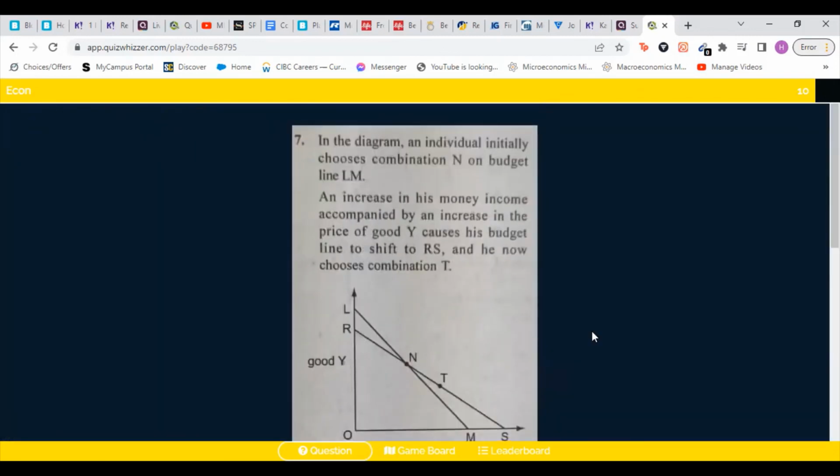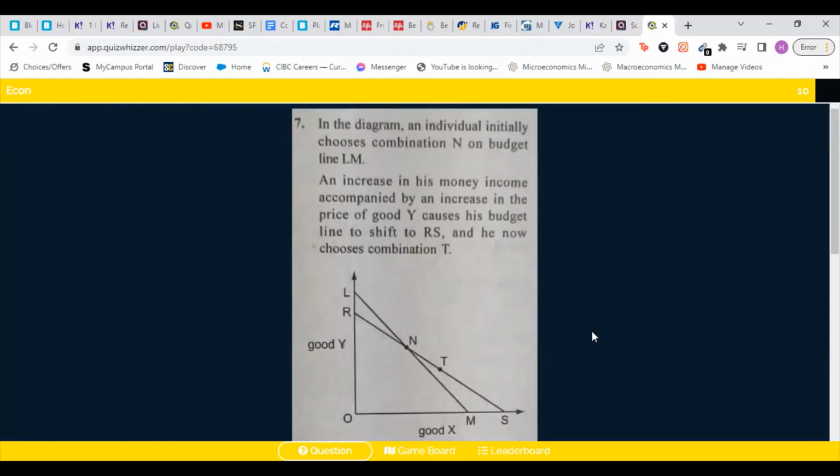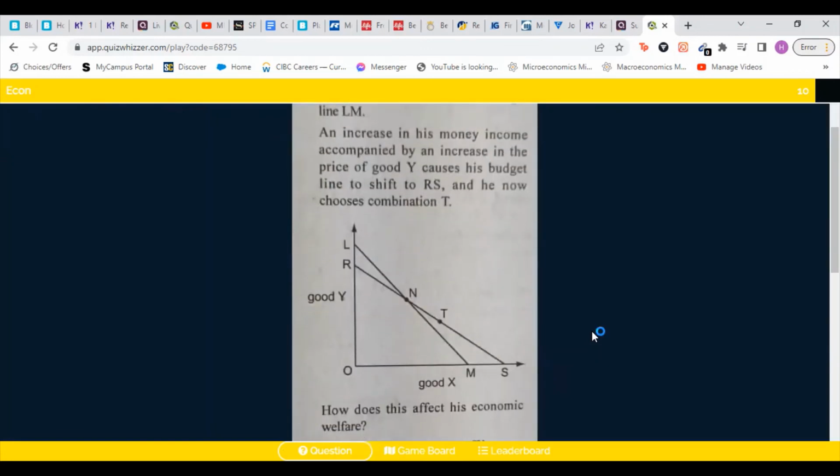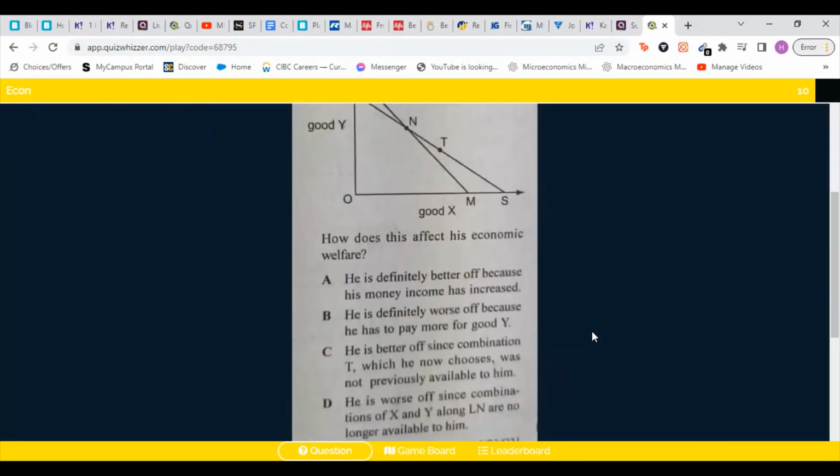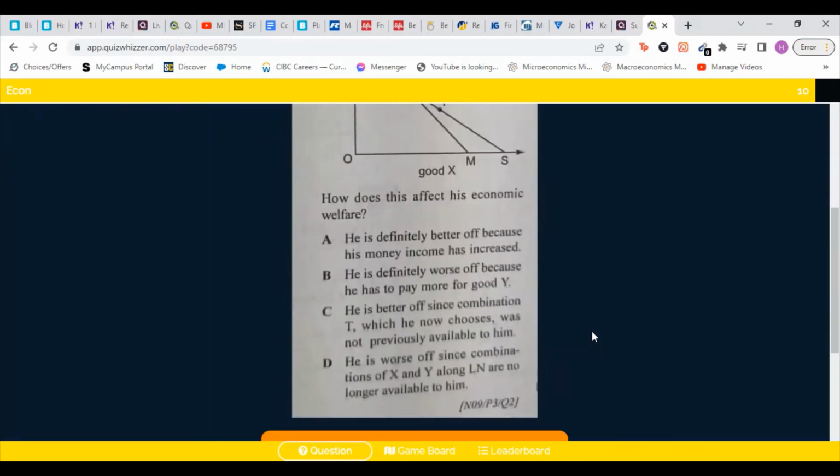In the diagram, an individual initially chooses combination N on budget line LM. An increase in his money income accompanied by an increase in the price of good Y causes his budget line to shift to RS, and he now chooses combination T. How does this affect his economic welfare?